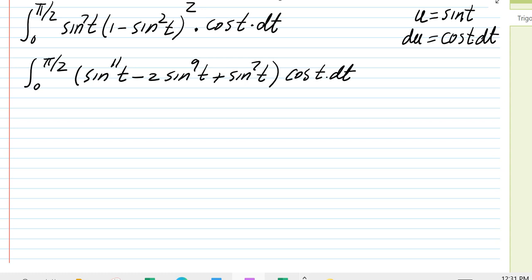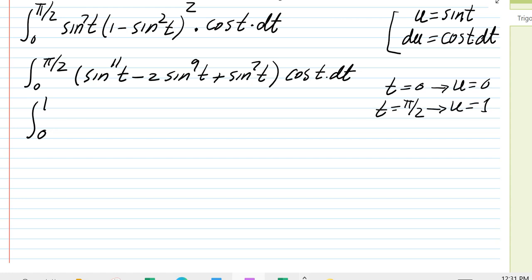Okay, and at this point, if we make this u substitution, this becomes the integral from 0 to 1. And the reason is because when t is 0, sine of t is 0, so u becomes 0. And at t equal pi over 2, sine of pi over 2 is 1. So we're back to the 0, 1 domain for the integral in terms of u.